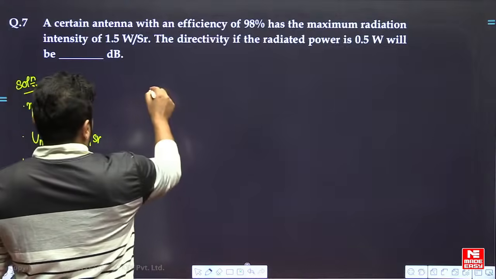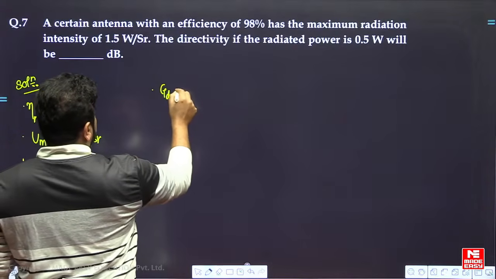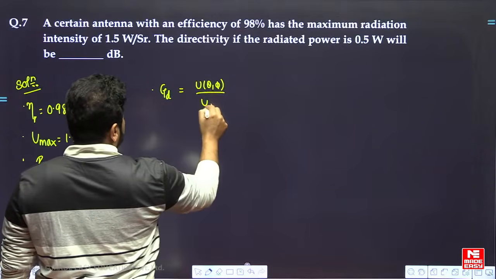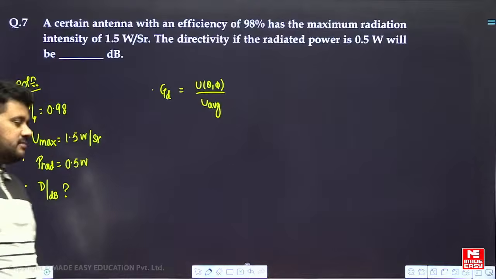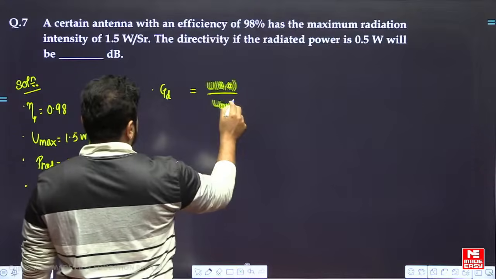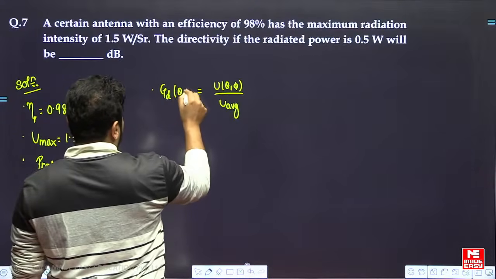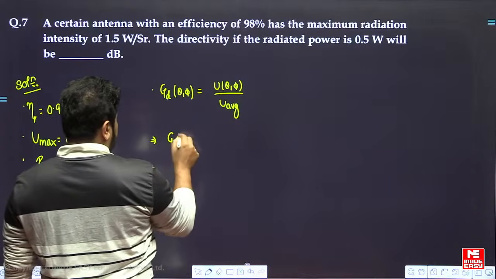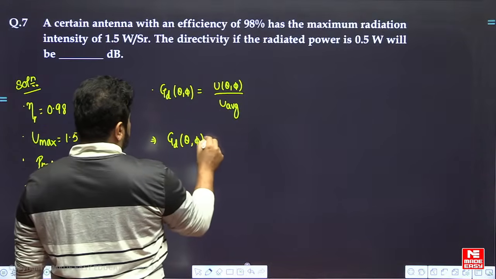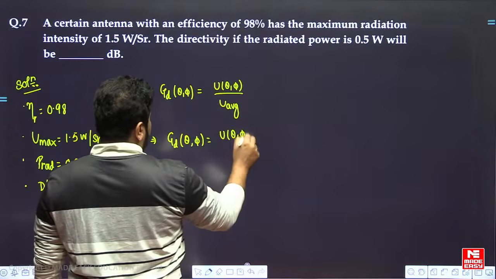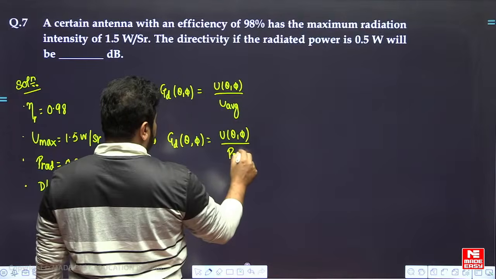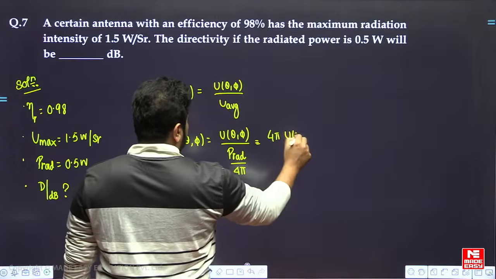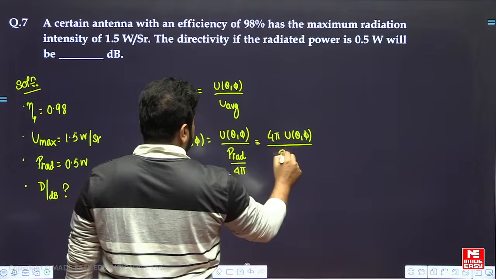Now if we go by the definition, we know that the directive gain GD is equal to U theta comma phi upon U average, isn't it? This is the definition of directive gain in any theta phi direction, right. GD theta comma phi, correct. Now we know that this GD theta comma phi is equal to U theta comma phi, and U average is nothing but your P radiation upon 4 pi, right. So this can be written as 4 pi U theta comma phi upon P radiation.